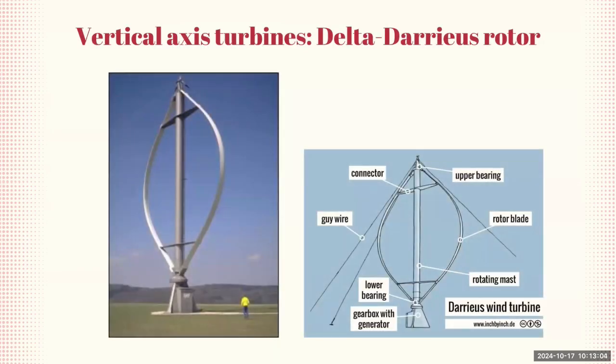Moving on, we have the Delta Darrieus rotor, which is a variation of the Darrieus turbine design. So this turbine uses curved blades that create an elegant eggbeater shape. The Delta Darrieus rotor is designed to maximize efficiency while reducing stress on the structure, making it suitable for high wind conditions. Its vertical orientation allows it to capture wind from all directions, making it a versatile solution for different locations. Additionally, like other vertical axis turbines, it can be placed in more compact areas, making it a practical option for urban settings.